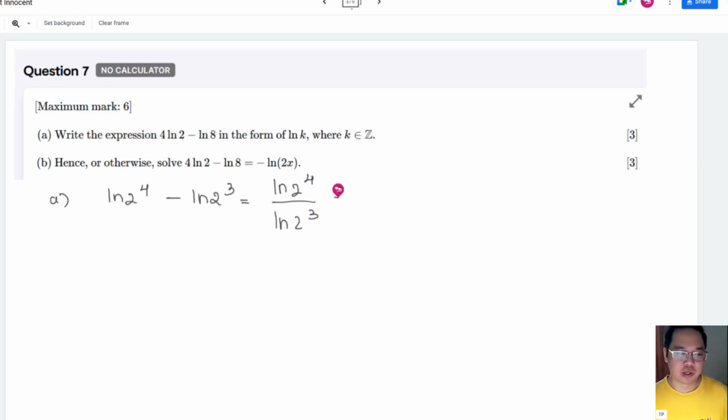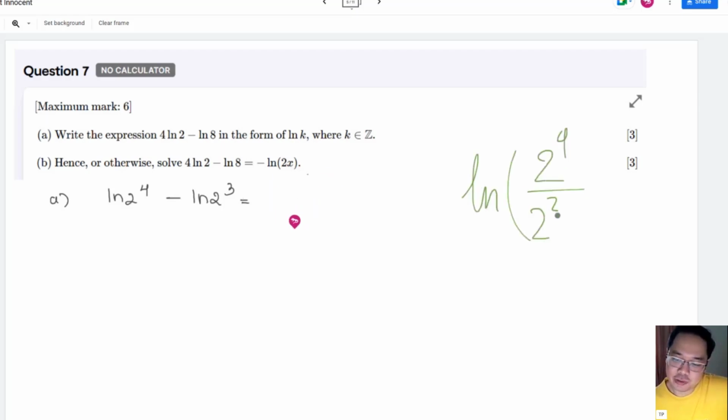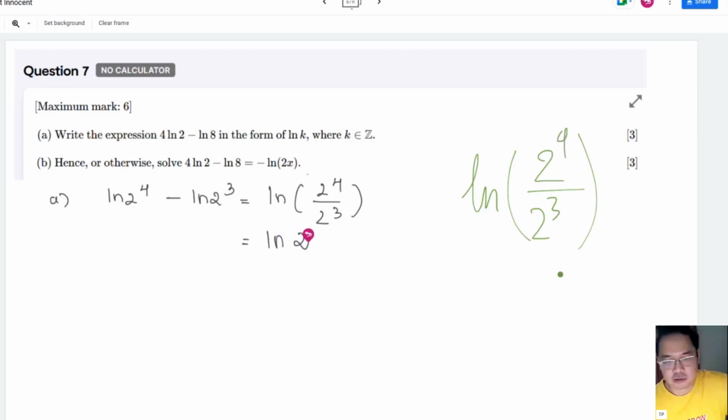No. Ln of the ratio, not the ratio between the two ln. Ln of 2 power 4 over 2 power 3. The difference between the two ln is not the ratio of the two ln, but the ln of the ratio. Okay? Yeah. Ln of the ratio. Yeah, so ln 2, so k is 2. 3 marks, this is 1 mark, last mark.